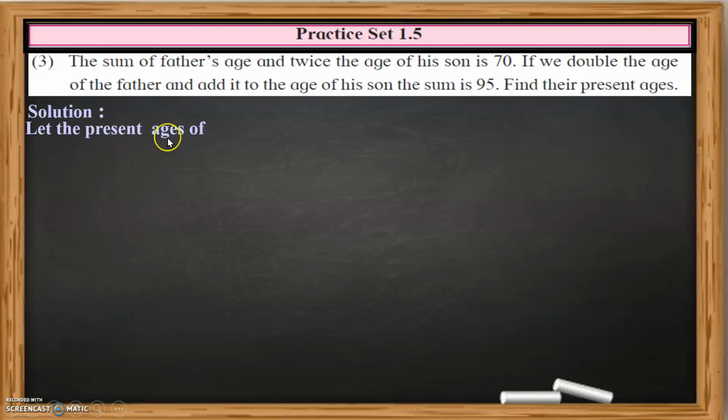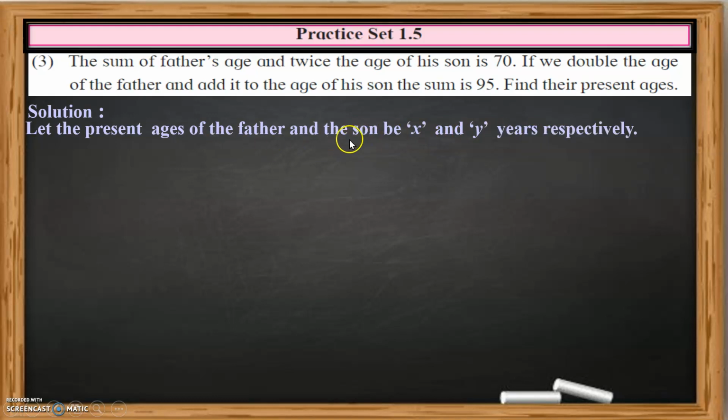Let the present ages of the father and the son be x and y years respectively. What does this mean? The father is x years old and the son is y years old. I have written it in one statement. You could also write, let the father's present age be x years and the son's present age be y years. That is also fine. So the meaning of this statement is father is x years old and the son is y years old.